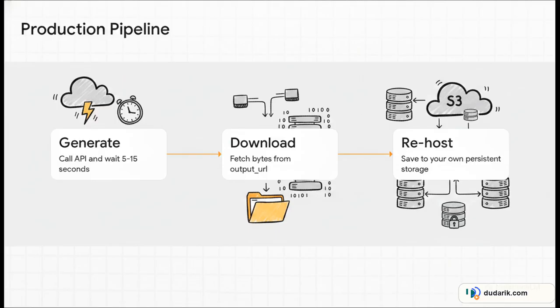So here's the production pipeline you absolutely must implement. Step 1. Call the API and wait the 5 to 15 seconds for generation. Step 2. Immediately take that output URL and download the image bytes on your own server. Step 3. Rehost that image to your own persistent storage, something like AWS S3 or Supabase storage, and save that permanent URL in your database. Rehosting is simply not optional for production.